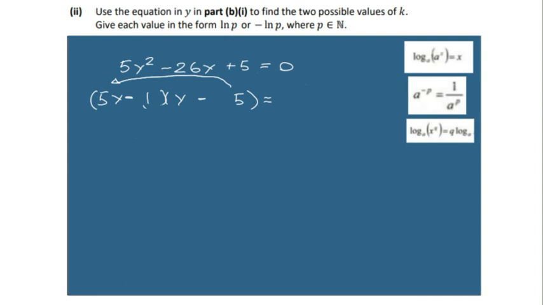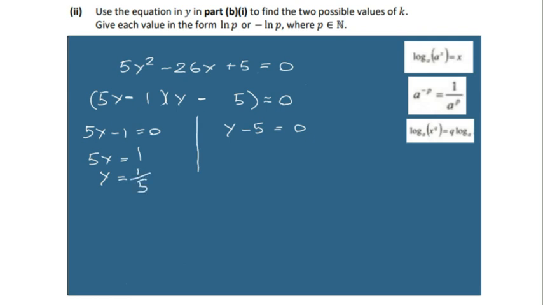Alright, so if we have the factors, we can get the roots now. So let's start off. So 5y minus 1 is equal to 0 on the left hand side, and y minus 5 is equal to 0 on the right hand side. So 5y is equal to 1 and y is equal to 1 over 5. And then we have y is equal to plus 5 over here. Alright, so we have the two y values. Now we need to substitute back.